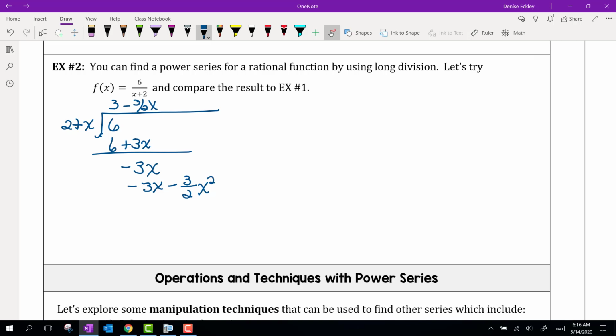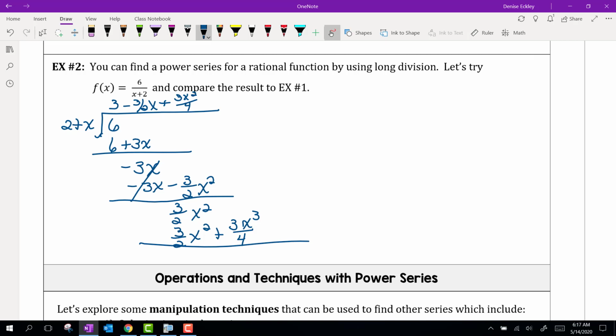And then we'll do it 2 more times here. So dividing, we have to subtract these, so they'll cancel, and we get a positive 3 halves x squared. And then dividing that into 2 again, we're going to get plus 3/4 x squared, and multiplying it out, so we'll get our 3 halves x squared, and then we'll have plus 3/4 x to the third. Subtracting these again, we get negative 3x to the third over 4.